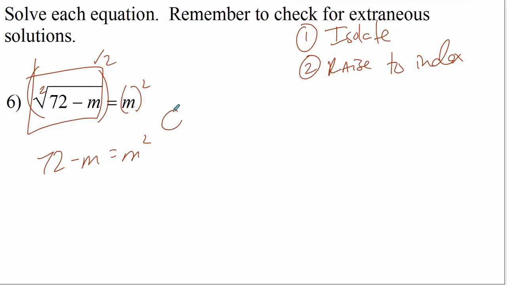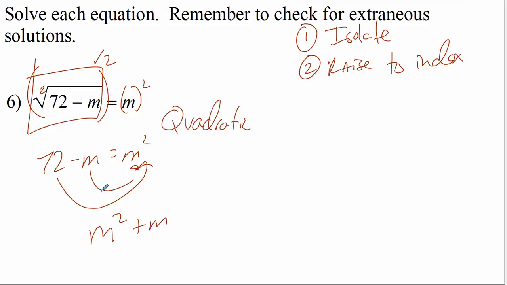This is now a quadratic. If we remember, quadratic means I need to make one side 0. I'm going to bring this over and this over. So m squared plus m, right, I have to add this over, minus the 72, I have to subtract the 72, is equal to 0.